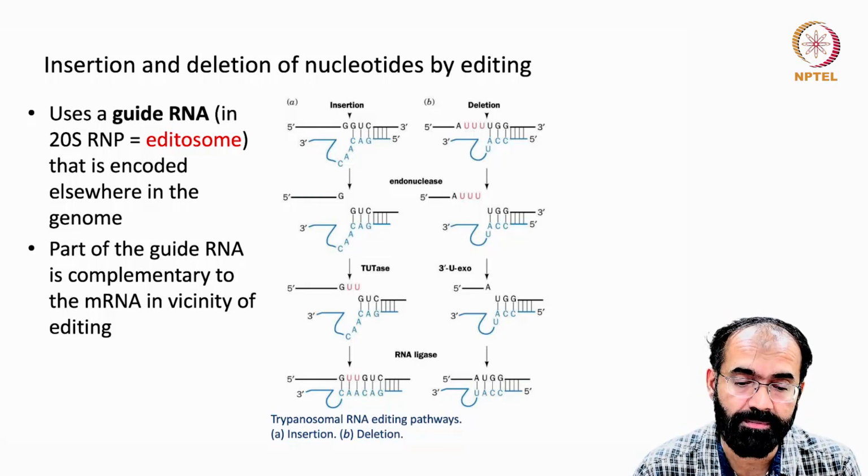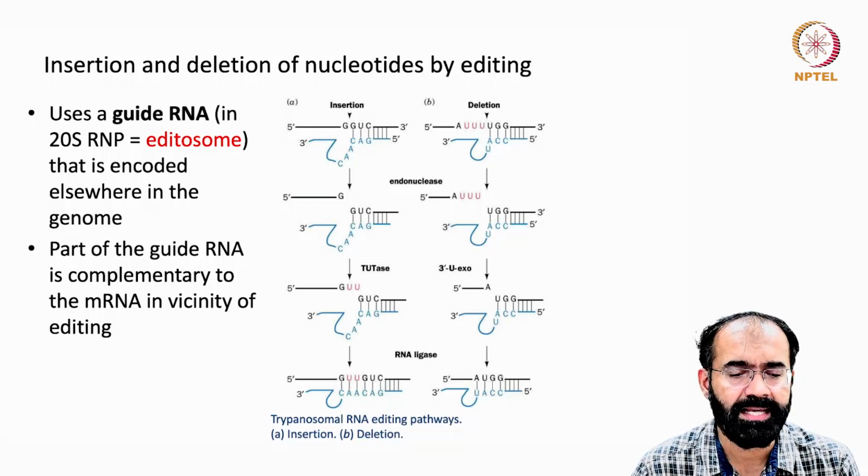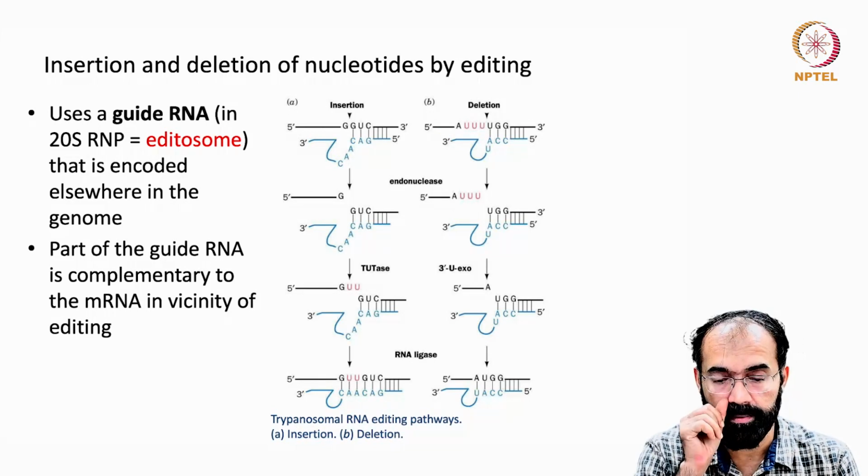Can deletion be possible similarly? Same way, when RNP editosome comes in here, it catches hold of a specific region in an mRNA, and you have a sequence A, U, U, U, U, G, G. We are talking about these 3 red color U's that will be lost in the end. So A, U, U, U, U, G, G became A, U, G, G. That means it lost these 3 U's.